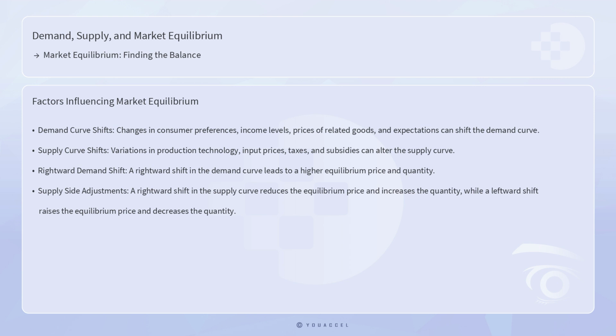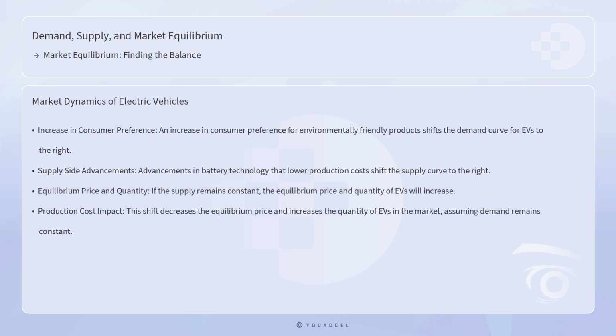A rightward shift in the demand curve, ceteris paribus, leads to a higher equilibrium price and quantity, whereas a leftward shift results in a lower equilibrium price and quantity. On the supply side, a rightward shift reduces the equilibrium price and increases the quantity, while a leftward shift raises the equilibrium price and decreases the quantity.